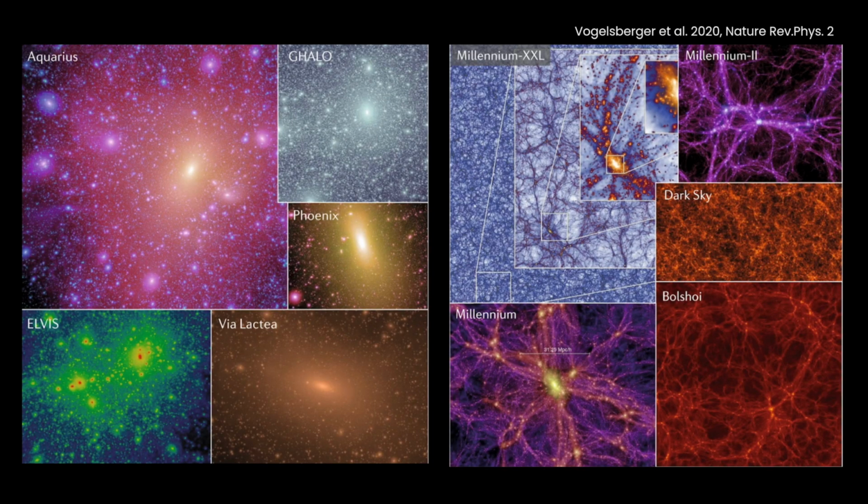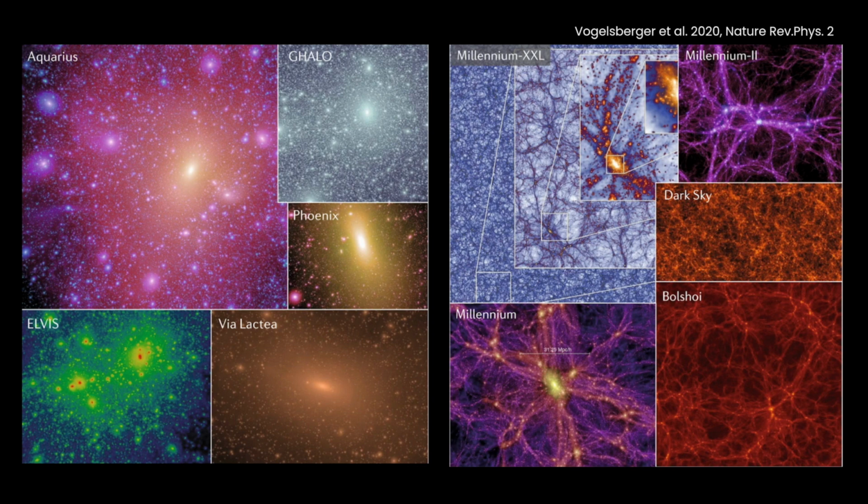Here are some example simulations using just dark matter. The images on the left show very detailed simulations of individual nodes of the web, known as halos, and you can see the rich substructure in these objects, where there is usually a large core of dark matter surrounded by lots of small substructures known as subhalos.